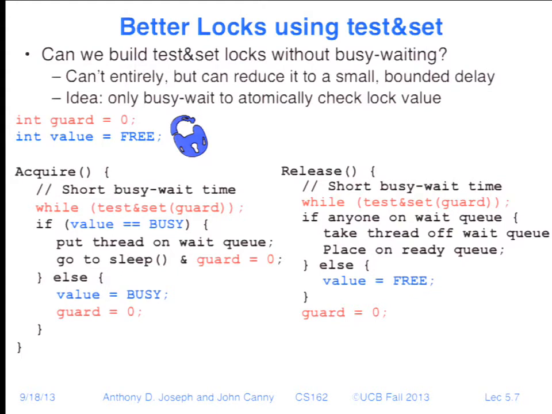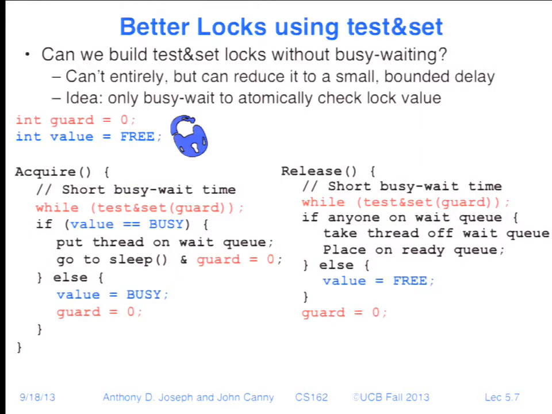Can you explain again why we need guard? Well, the reason we need guard is that because we don't set busy until down here, if you imagine another thread tried to acquire the lock, imagine a first thread comes down here, they see that the value of value is not busy, so therefore they proceed down here and set it to busy and effectively take the lock.